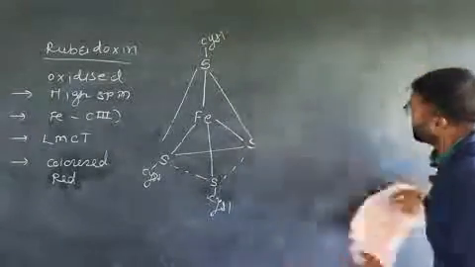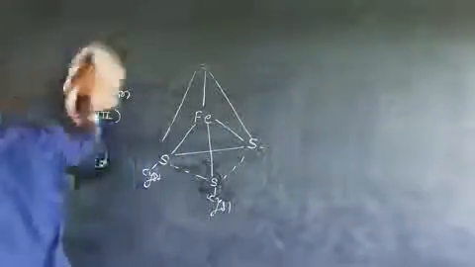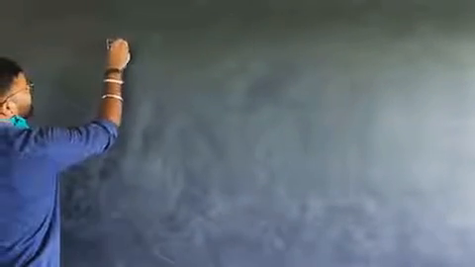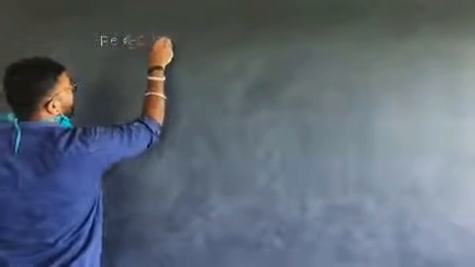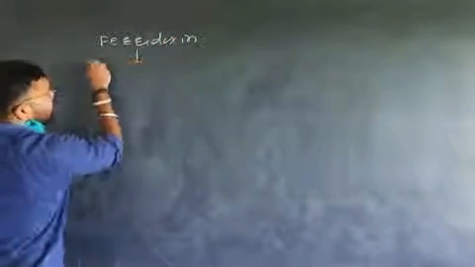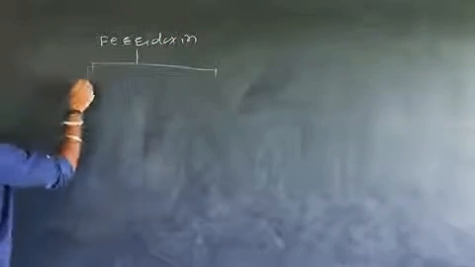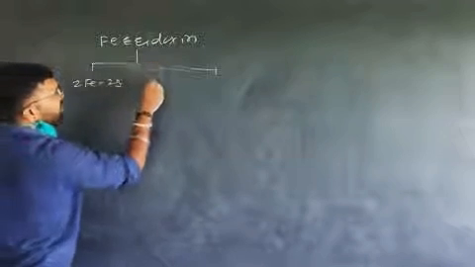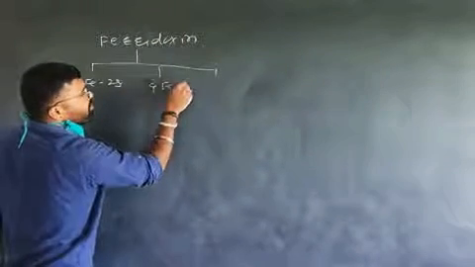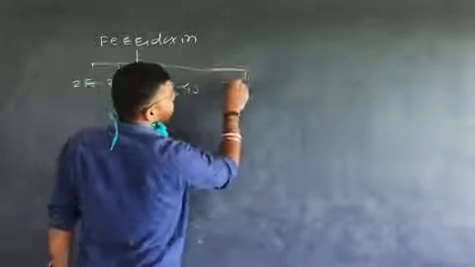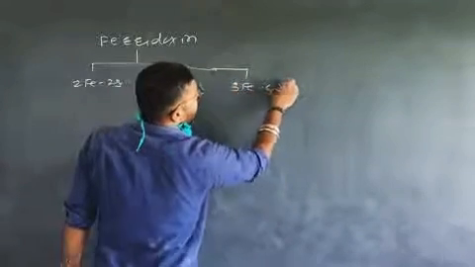Okay. Then the next is ferredoxin, right? What is ferredoxin? Ferredoxin is an iron sulfur protein. This ferredoxin is divided into 3 types: one is 2Fe, 2S protein, 4Fe, 4S protein, and 3Fe, 4S protein.